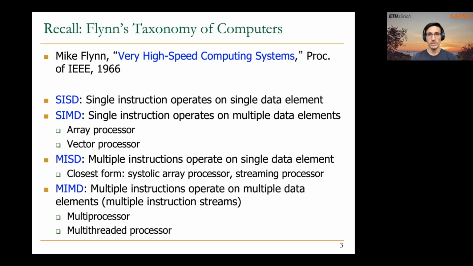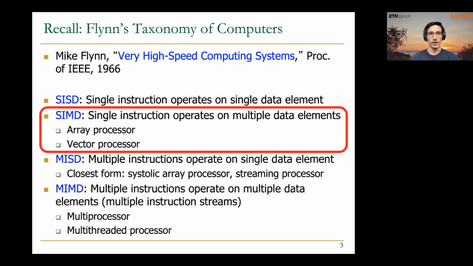Then we have MISD, where multiple instructions operate on a single data element. And finally, we have MIMD, where multiple instructions operate on multiple data elements. We have multiple instruction streams, as we typically have in multiprocessors or multi-thread processors. Today, we're also going to talk about MIMD, but let's first start with SIMD processors.